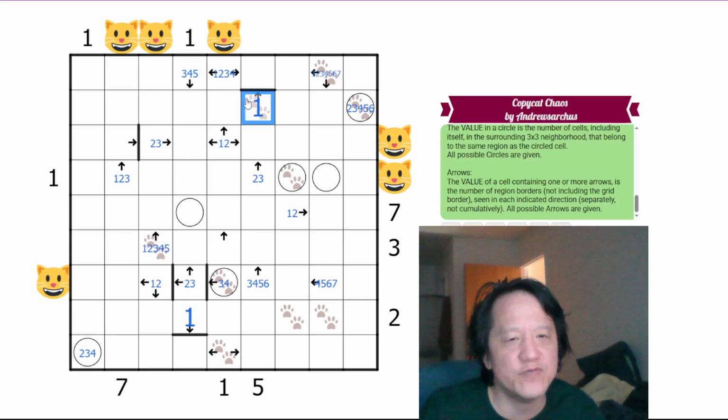We know this value is 1. We know this value is 1. This value must be 1 or 2. This value must be 2 or 3. This value must be 3 or 4.